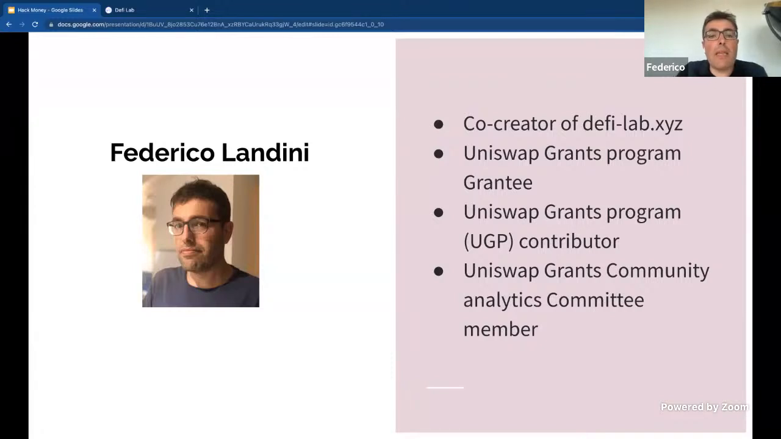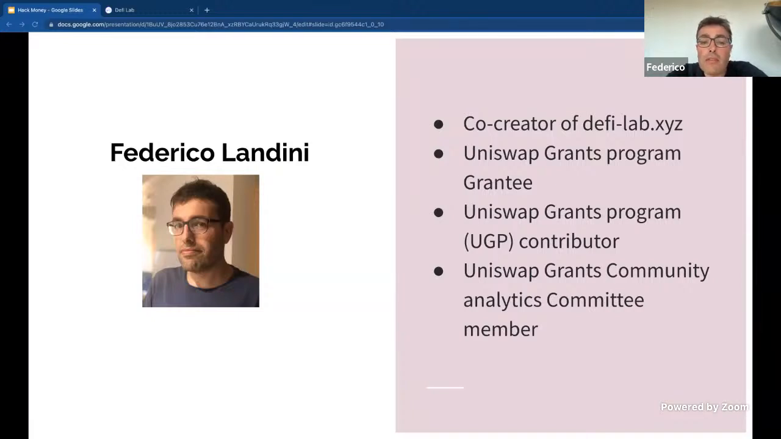Welcome everybody. My name is Federico Landini and I'm the co-creator of defilab.xyz. It is a website where we build tools to help users understand the possible risks and the rewards of using various DeFi protocols. One of our tools is a Uniswap V3 simulator and backtester. It allows liquidity providers to test different strategies and compare the impermanent loss and the potential fees that are generated for different configurations of ranges or between different pools.